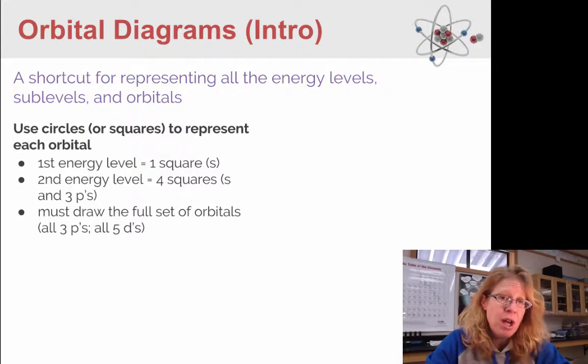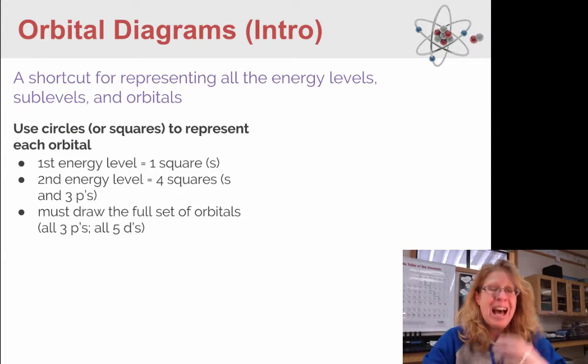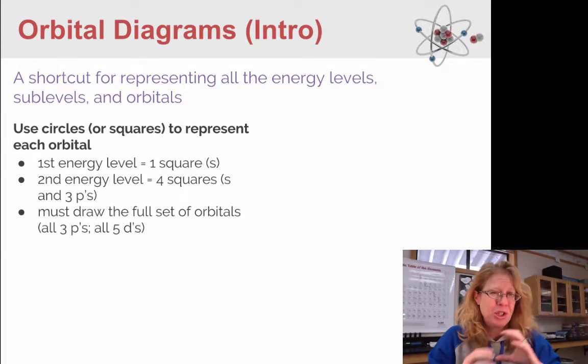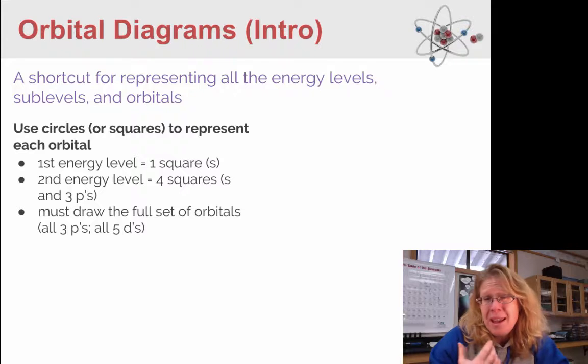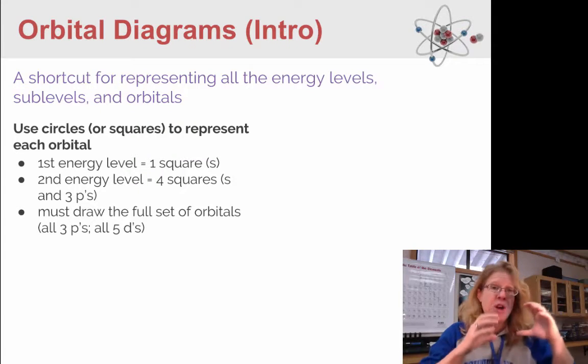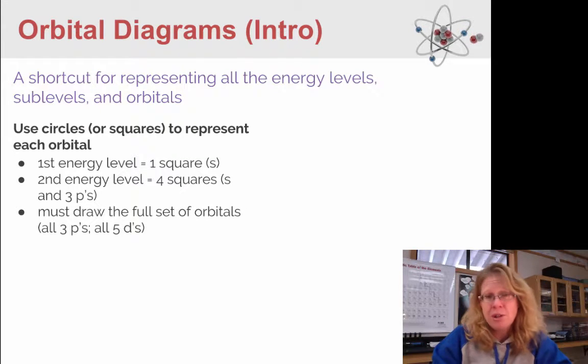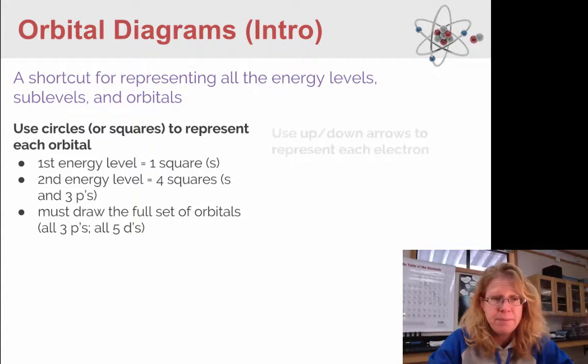You have to draw the full set. So when you're drawing these, and we'll come back to these in an example, if I'm going to start to draw P orbitals, I have to draw all 3. I'm not allowed to just draw one of them. If I'm going to draw a D sublevel, I have to draw all 5 orbitals, and if I want to draw an F, I have to draw all 7 of them. You're not allowed to just draw the first one or the first and second one. You have to draw the full set every time you start.